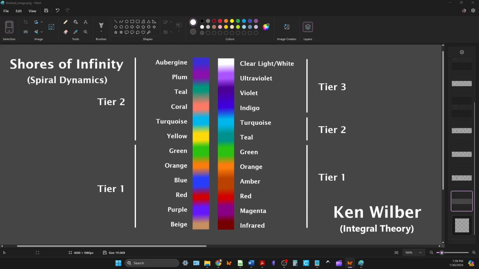On this channel, when I refer to tier 2, I am almost always referring to the 6-stage version from Spiral Dynamics, from Don Beck and Christopher Cohen, unless I'm specifically talking about Wilber's system. Similarly, when I refer to a tier 3, I am almost always referring to development after aubergine clear light or aubergine white. So I hope that clarifies things.